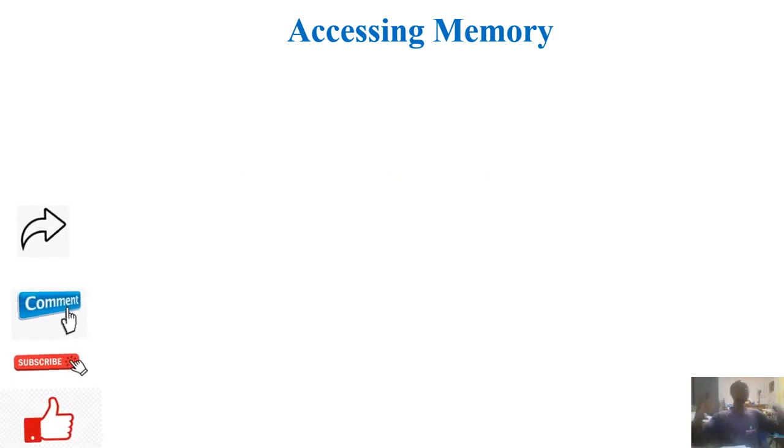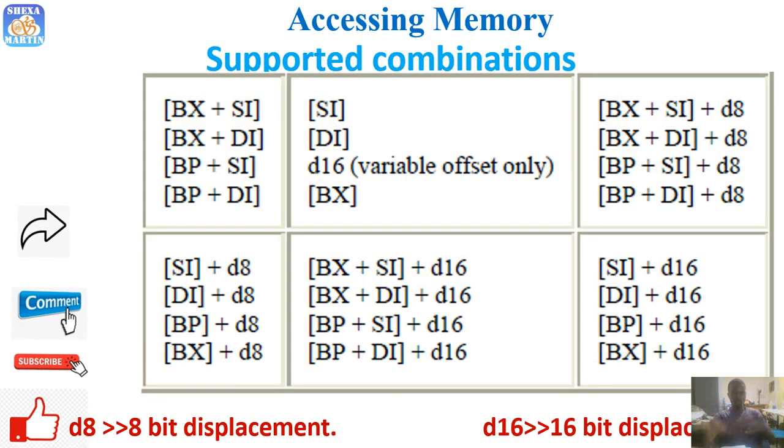Right, so that's it. Let's now look at some illustrations on how to remember all the combinations. Some might be saying, oh, all these combinations. These are the combinations that we are talking about. You need to know all of them, but it's easy to remember because BX and BP don't work together, SI and DI don't work together. But you can combine a base register and an index register, and then you may add an 8-bit displacement, or you may add a 16-bit displacement. So you choose whatever you want.